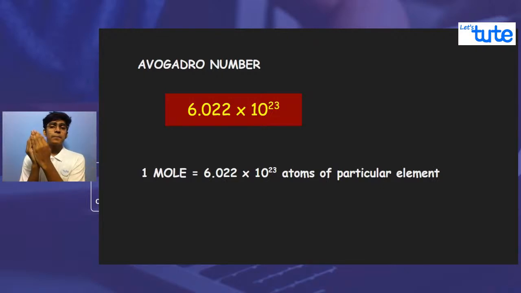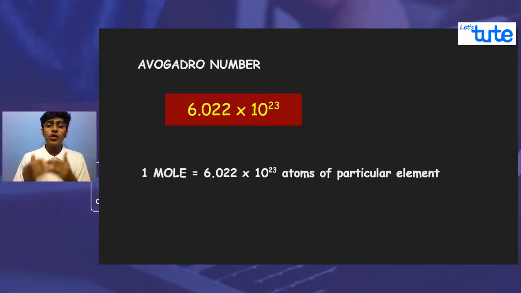Suppose I say I have 1 mole of hydrogen. That simply means I have 6.022 into 10 raised to 23 hydrogen atoms. If I say I have 1 mole of oxygen, that simply means I have 6.022 into 10 raised to 23 atoms of oxygen. If I have 1 mole of water, that simply means I have 6.022 into 10 raised to 23 water molecules. I hope this mole concept is very clear to you guys.